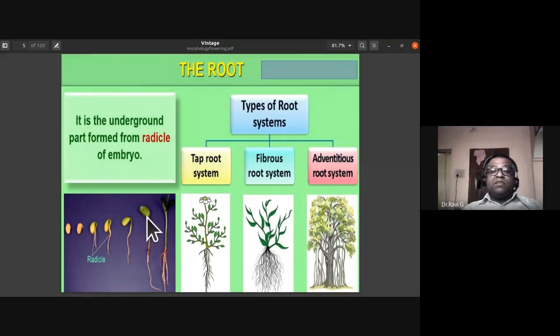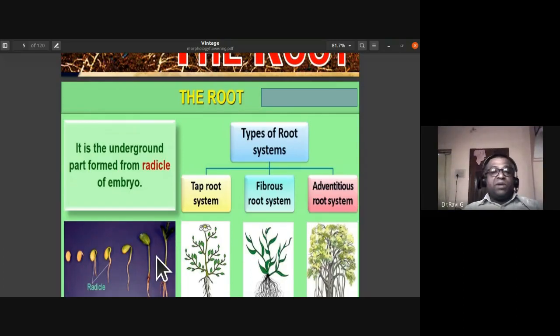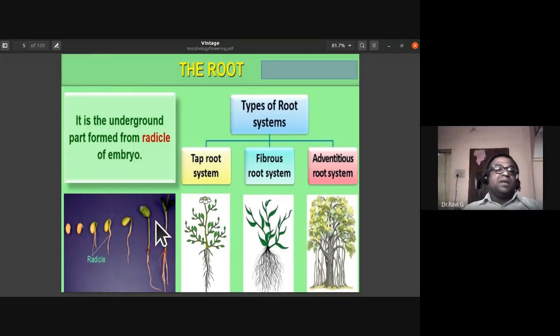So the cotyledons will provide the initial source of food for the developing plant. And then the leaves start developing. Once the leaves are formed and they are able to undergo photosynthesis, the cotyledons wither away. So cotyledons initially provide a source of nourishment for the germinating seeds, until the leaves are developed and can undergo photosynthesis.